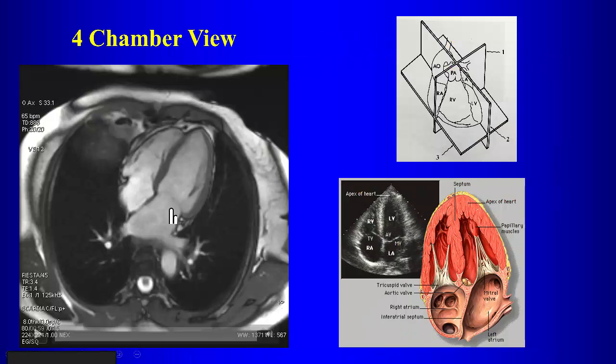Okay? So that's what a four-chamber view looks like on MR. Left atrium, left ventricle, right atrium, right ventricle. This guy over here is mitral valve. This guy over here is tricuspid valve. Right, very easy to interpret.